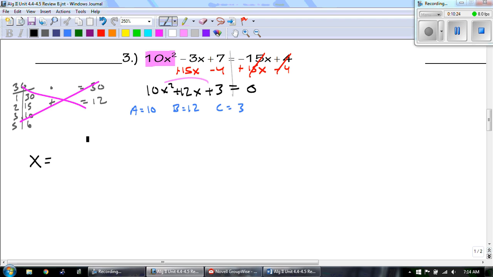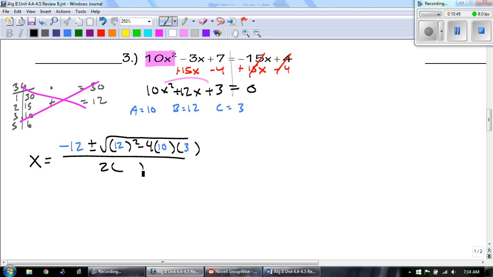X equals the opposite of B, so it's negative 12, plus or minus the square root of B squared minus 4AC, all divided by 2A. So we've got 12, A, and C. So we get X equals negative 12 plus or minus the square root, and we have 20 on the bottom.